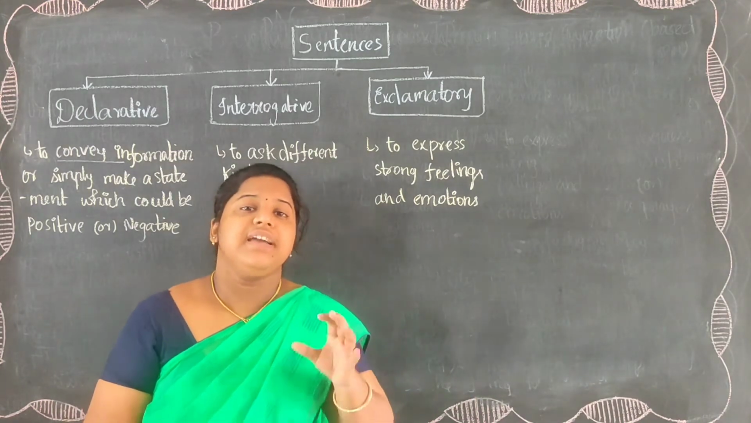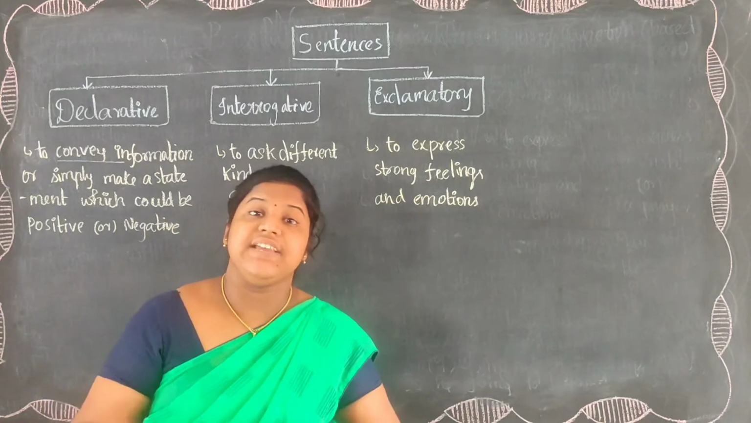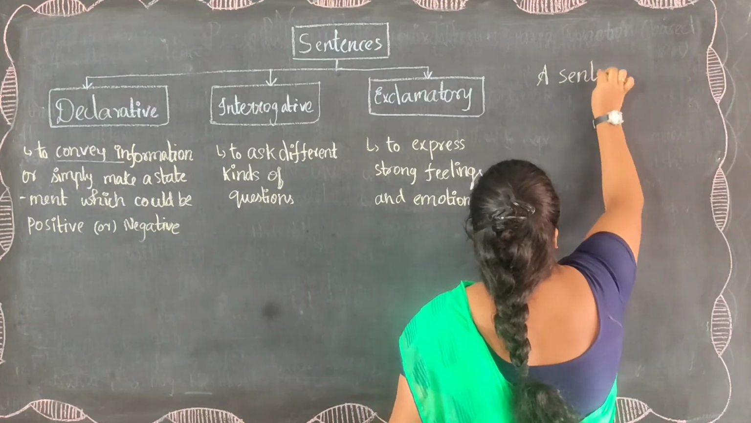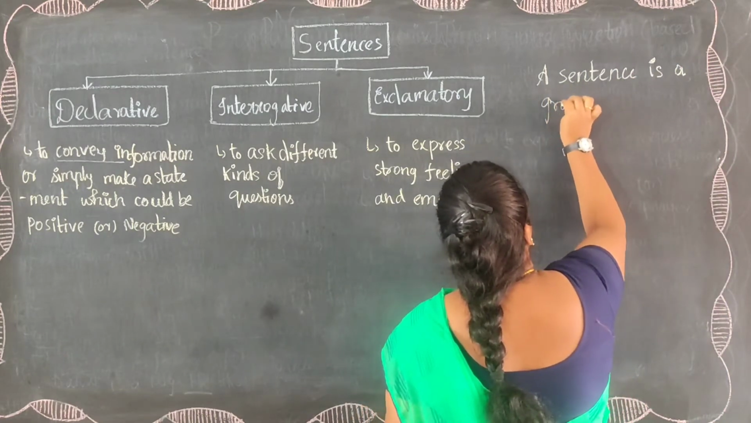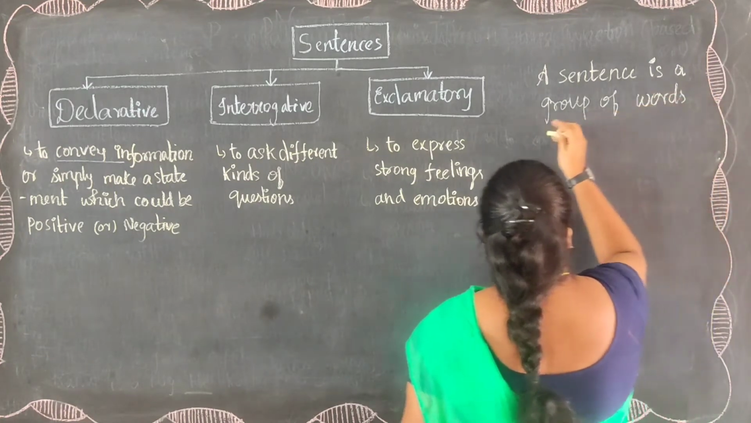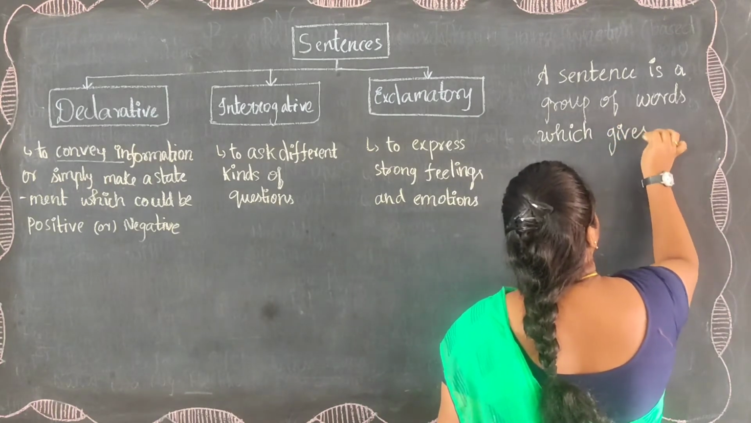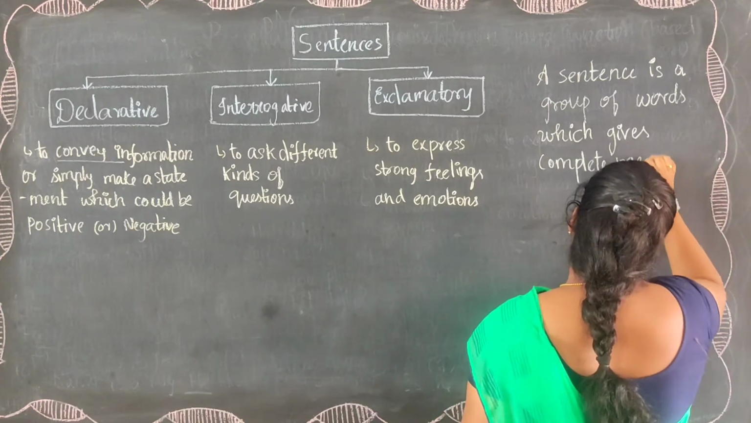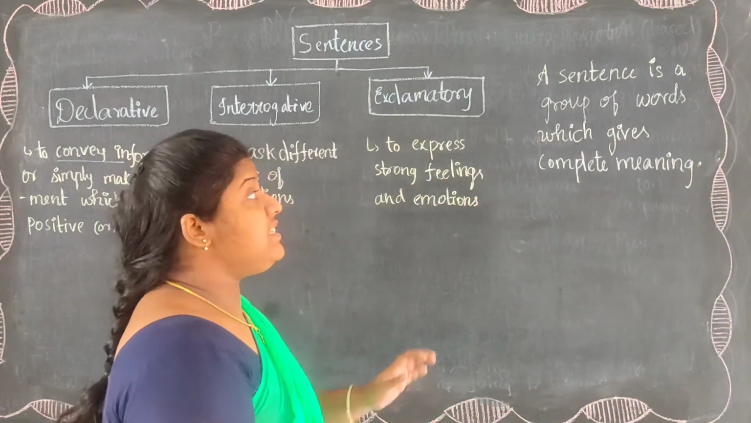Okay, what is a sentence? Yes, a sentence is a group of words. A sentence is a group of words which gives complete meaning. See here. A sentence is a group of words which gives complete meaning. Look at this definition. A sentence is a group of words.